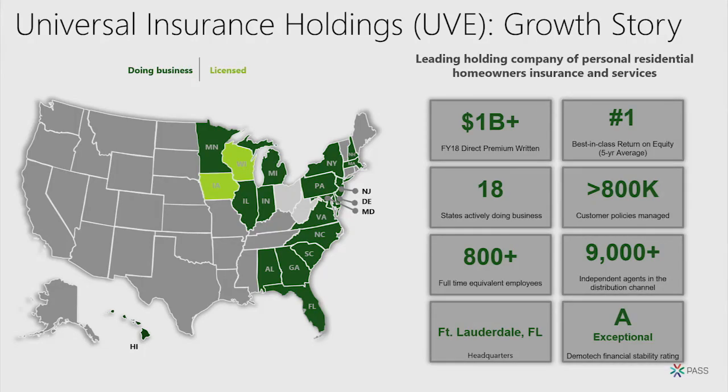Here's some information with regards to Universal Insurance Holdings. This is the parent company of Universal Property. When I started with them, I believe we're in 15 states now. The company has grown. Most of our policyholders are in the state of Florida, so hurricane season is definitely a very busy time for us and for our policyholders. And we're always looking to hire more technical talent.